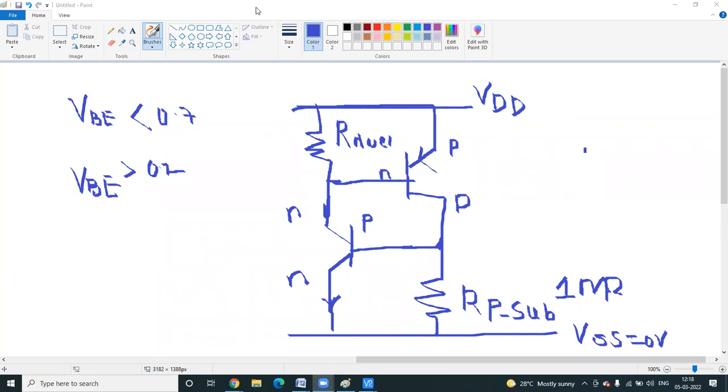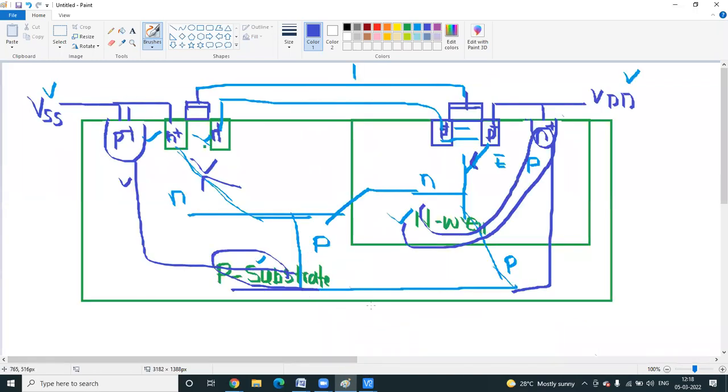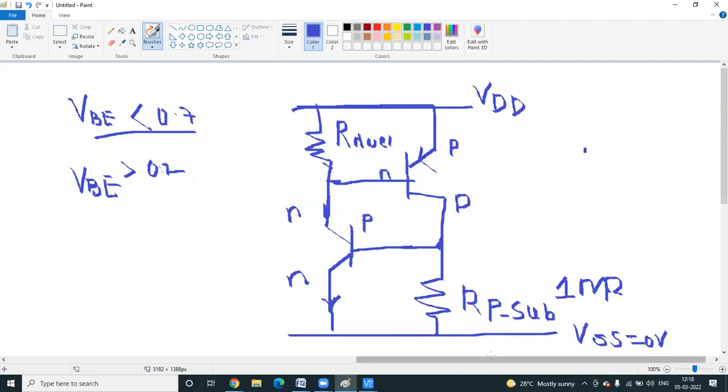Next point. So our main aim is VBE less than 0.7. And the current is also not that high. It will be less because these are in the substrate region. The substrate region carries microampere, even nanoampere, so very little current. This is a high resistance path, so the current will be less here, but a high current will flow in the other path because the resistance is less. As you know, these are two paths.